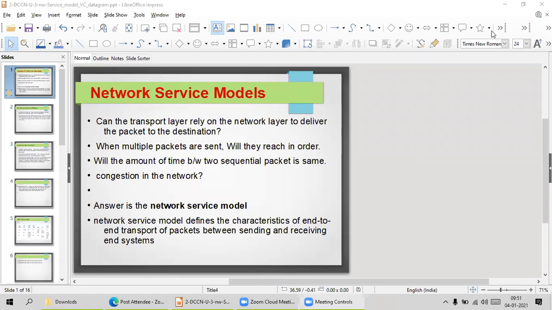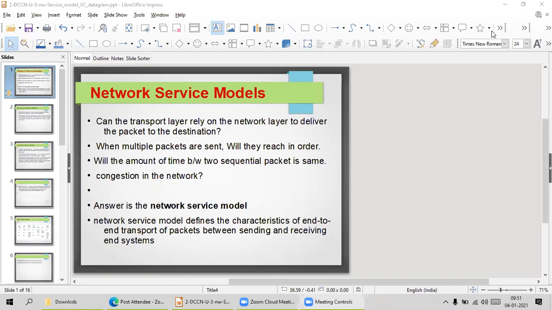Next doubt. Third one is, will the amount of time between two sequential packets be the same? That is nothing but your jitter, as we discussed. Whenever I am sending two packets one after another, if they reach the destination in the proper way, then only it will work properly.